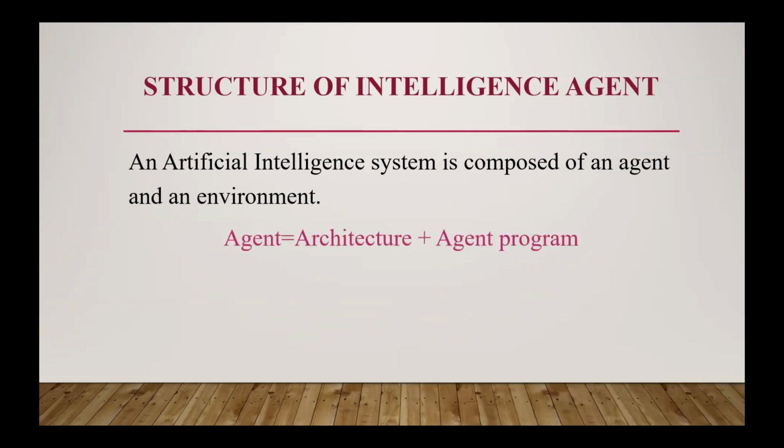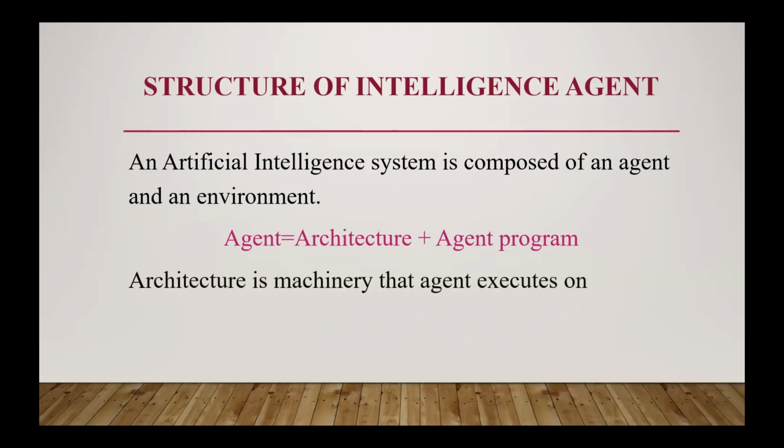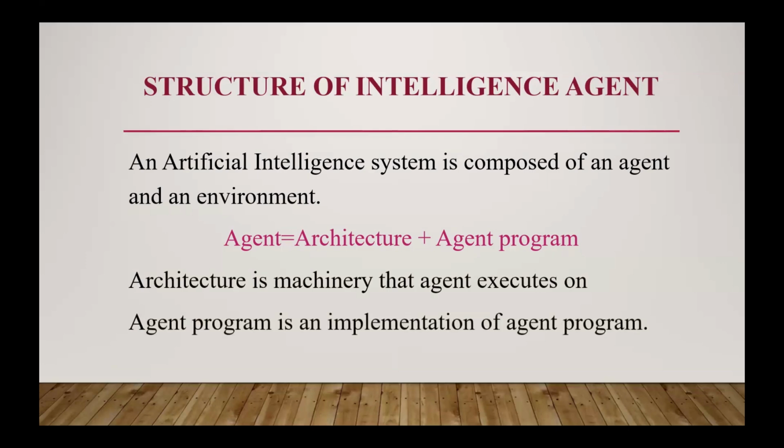So the structure of an AI agent consists of two things. The first one is the architecture, the second one is the agent program. Architecture is the machinery that the agent executes on, and the agent program is the implementation of the agent function. So this is the structure of an artificial intelligence agent.